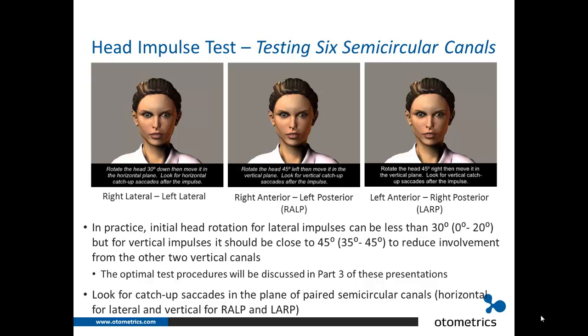On the other hand, for RALP and LARP, the head turned to the right or left should be close to 45 degrees, at least no less than 35 degrees. The reason is that smaller head turns can provoke responses from all 4 vertical canals instead of limiting them to just 2. We will discuss the recommended procedures to do vertical head impulse testing safely and efficiently in part 3 of this video series. For the lateral canal testing, one should look for horizontal catch-up saccades, and for RALP and LARP, one should look for vertical catch-up saccades.